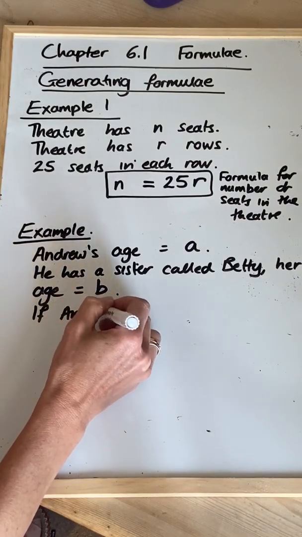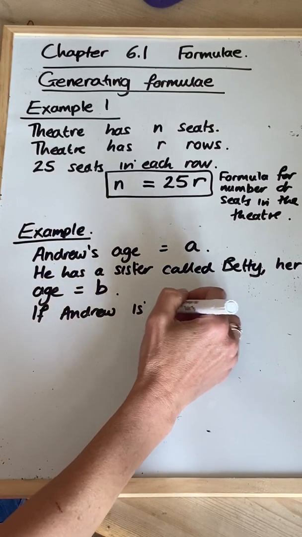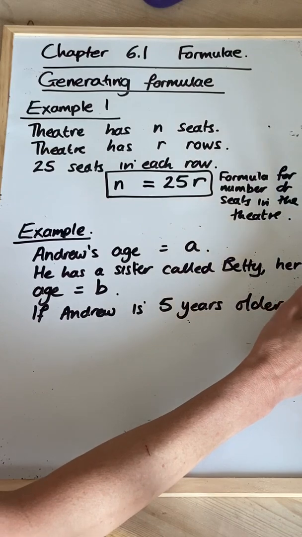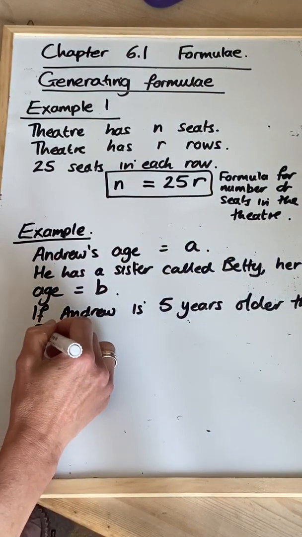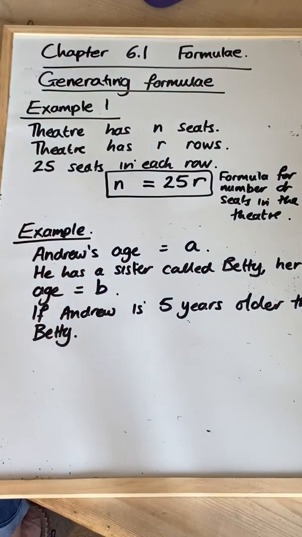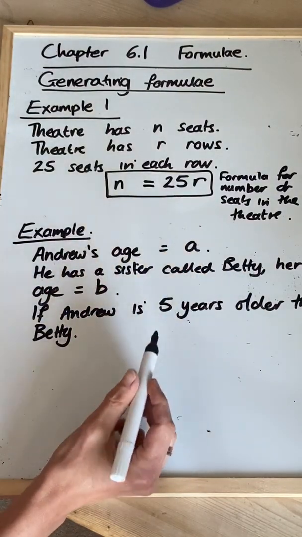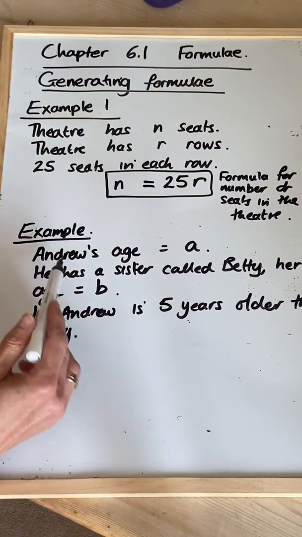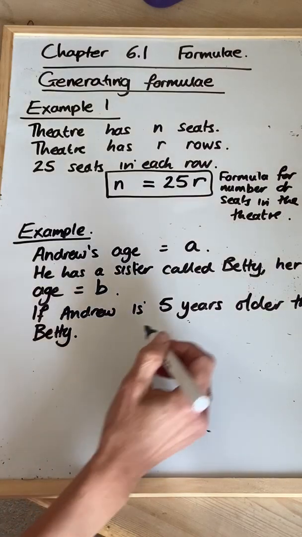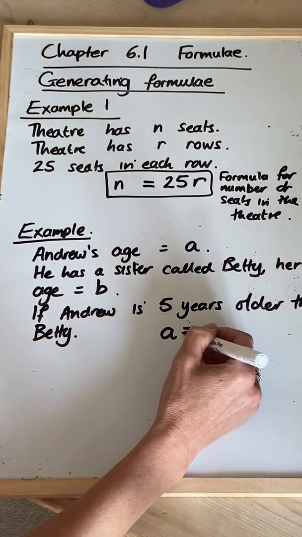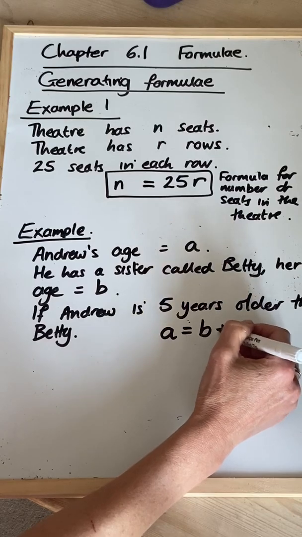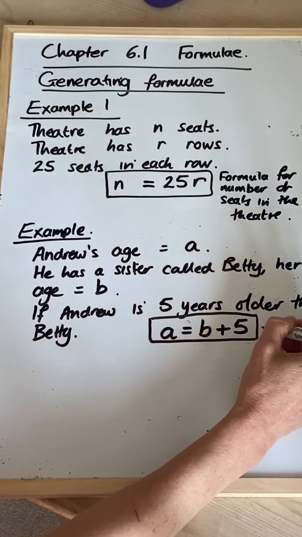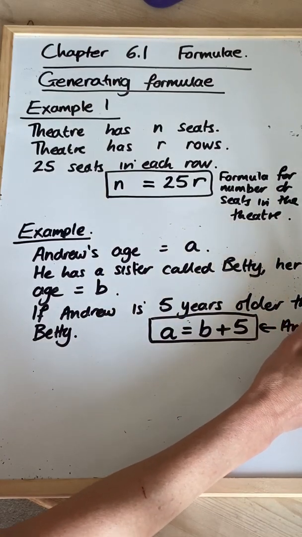If Andrew is 5 years older than Betty, how can we calculate Andrew's age? Well, we know Betty's age is B, and we know that Andrew is 5 more than B. So Andrew's age is going to be B, Betty's age, plus 5. So that formula gives us Andrew's age, as long as we know Betty's.